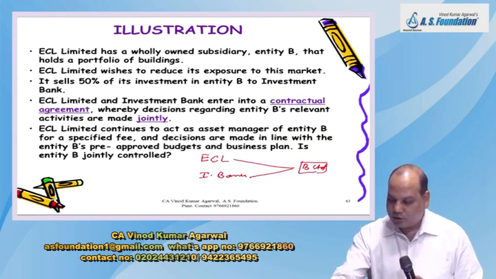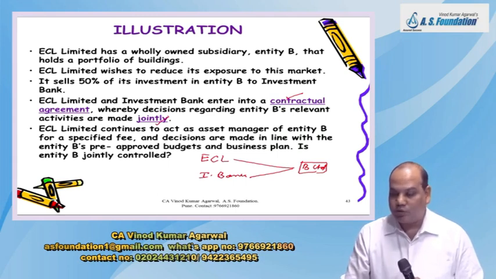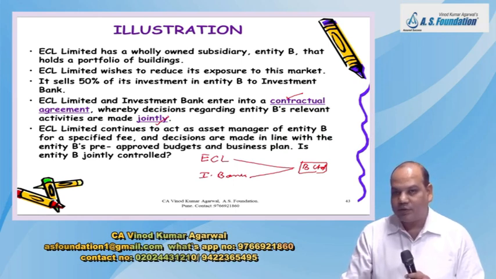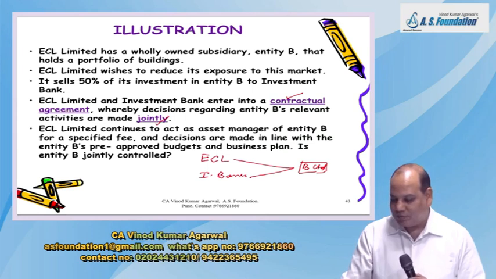So there is a joint agreement, there is a joint control. ECL Limited continues to act as an asset manager of entity B for a specified fee, and decisions are made in line with entity B's pre-approved budgets and business plan. Is entity B jointly controlled?